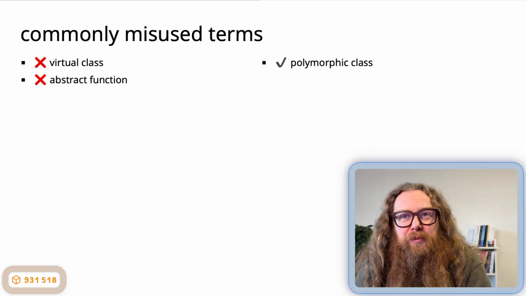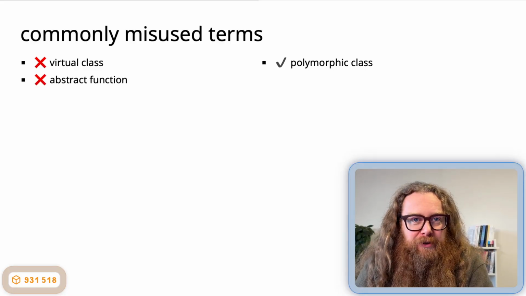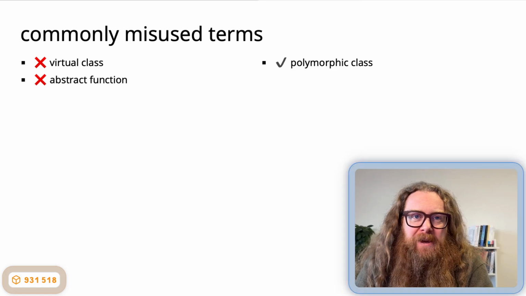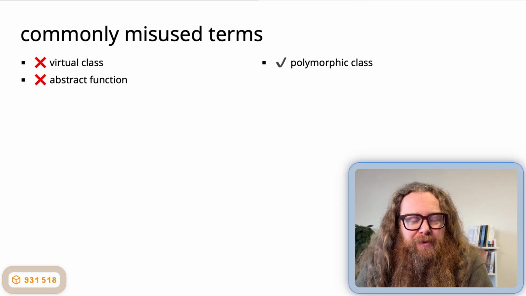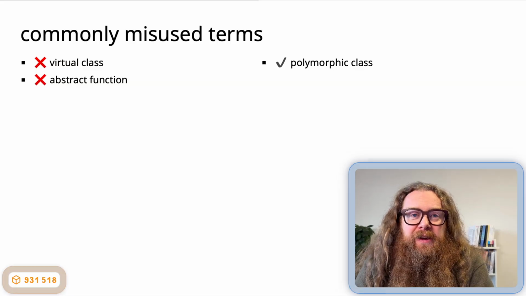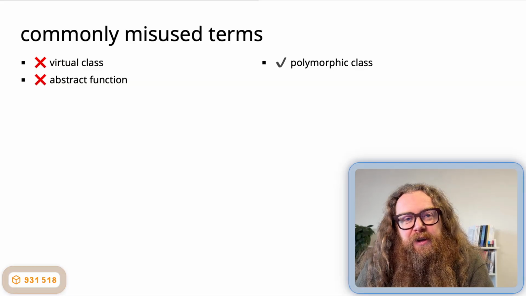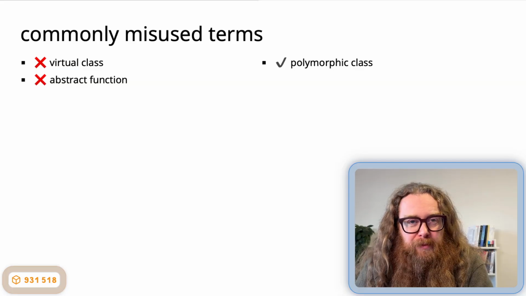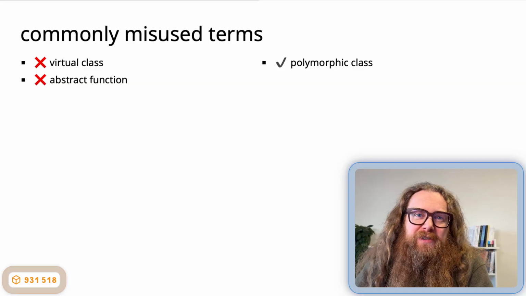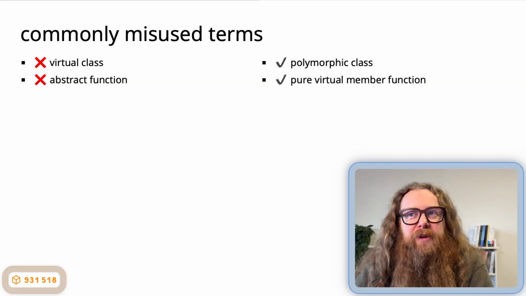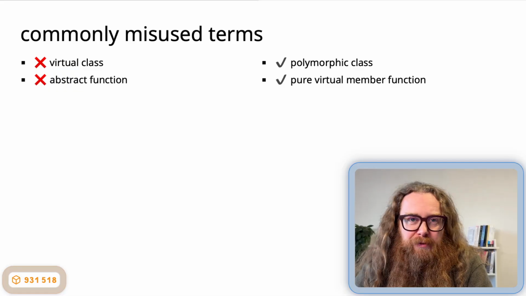Another misused term is the term abstract function. Again, classes can be abstract, but functions, they can only be virtual. A class is abstract if it contains at least one pure virtual member function. So when someone says abstract function, what they probably mean is a pure virtual member function.